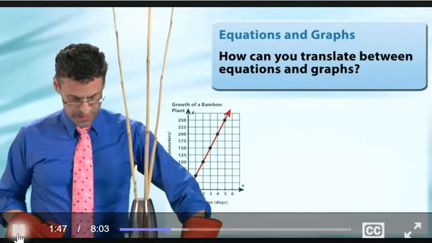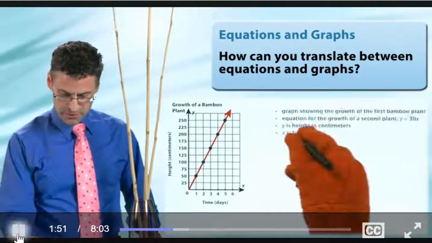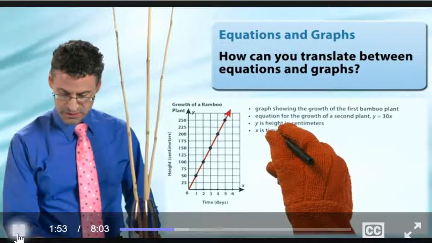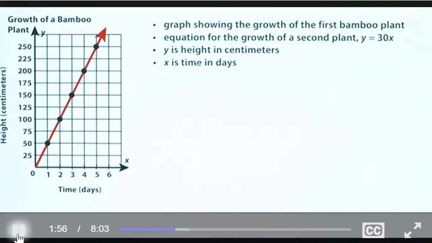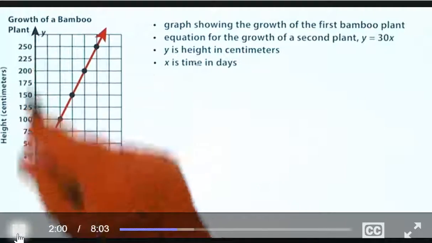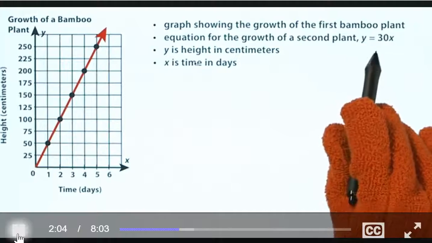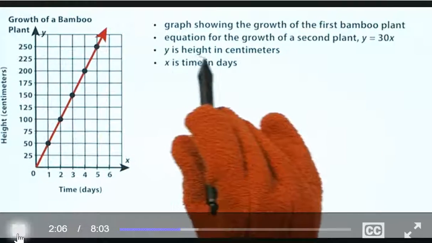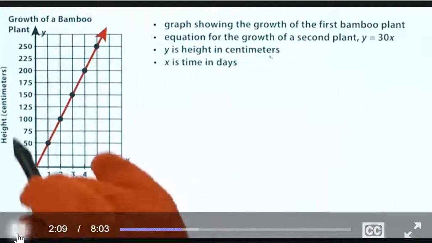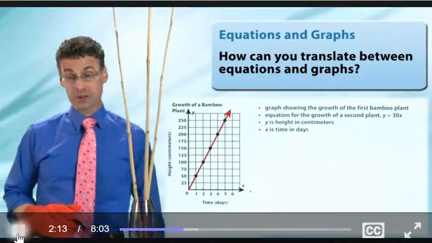Well, the facts, first of all, remain that, hard to do with my gardening gloves, but this is a gardening question. The first thing we know is that the graph showing the growth of the first bamboo plant is right here. The equation for the second bamboo plant is y equals 30x, where y represents the height in centimeters, just like it was here, and x represents the time in days, just like it was here.